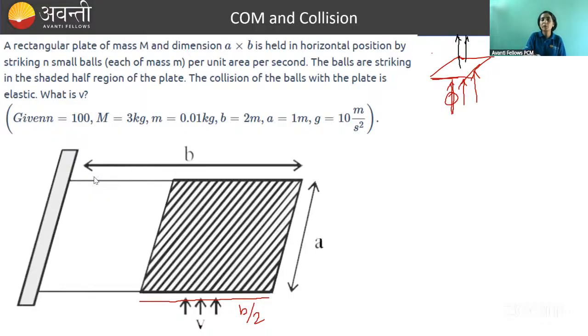Okay? So overall, if you try to write the free body diagram of it, let's say its center of mass is somewhere here. So mg will act in the downward direction. And because of this collision, an upward force is acting. Let's say this is F. Okay. Yes, Mansu, very good. So let's say this is F.